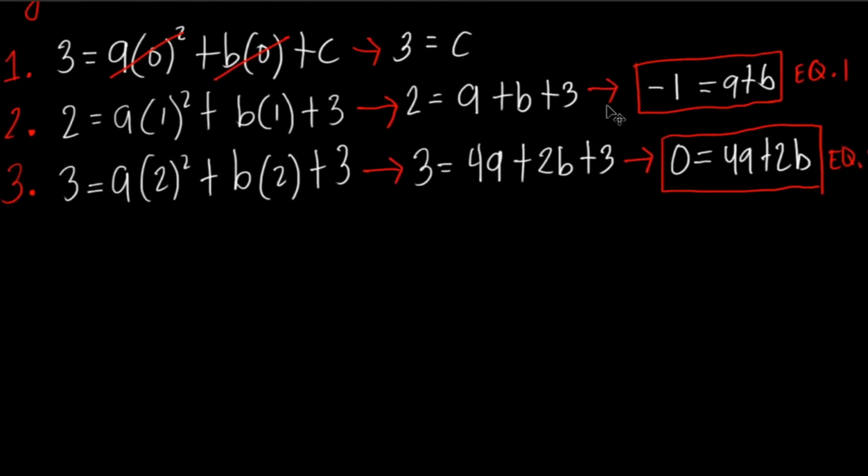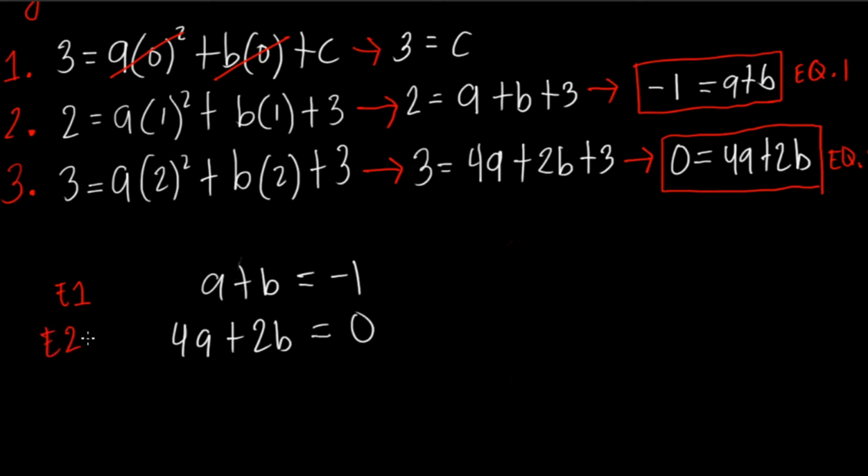Ngayon, ang goal natin, hanapin si a at hanapin si b. Kasi may value na tayo ng c, which is 3. So, paano natin mahanap ang a at ang b? Gamit tong equation 1 and then equation 2. Okay, so kukunin natin yan. Lalagay ko yan dito. Ngayon, para hindi kayo nalilito, pagbabaliktarin natin. A plus b equals negative 1, this is equation 1. E1 na lang. And then, itong equation 2, magiging 4a plus 2b equals 0. This is our equation 2. So, ganito yan.